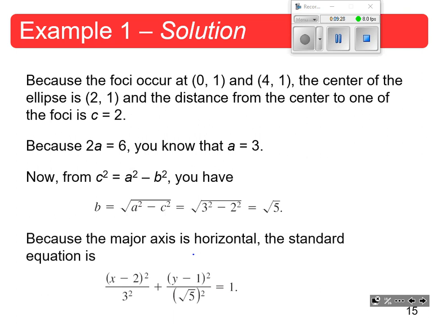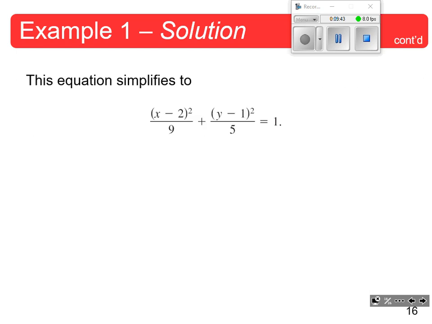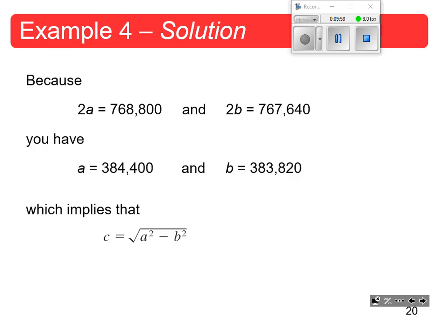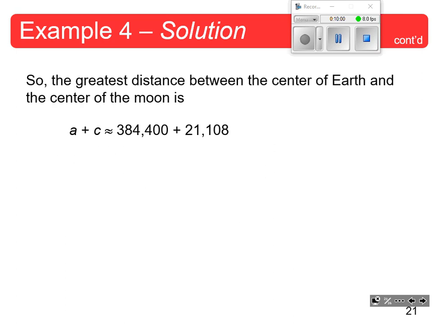Now we know the center is at (2, 1). As we know, the major axis is horizontal. The bigger value goes with x, the smaller value with y, and we would square it to get this here, because 3 squared would be 9, and the square root of 5 squared is 5. This would be our overall equation. Questions on this here? Okay, because then we can use application and do this with planets and get the same type of thing.